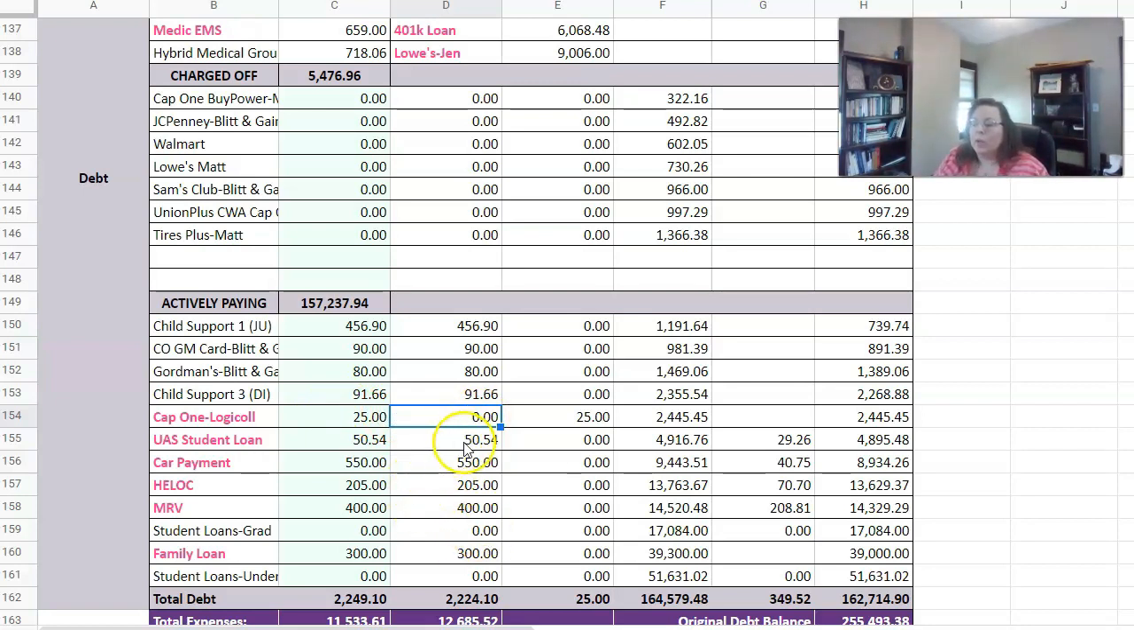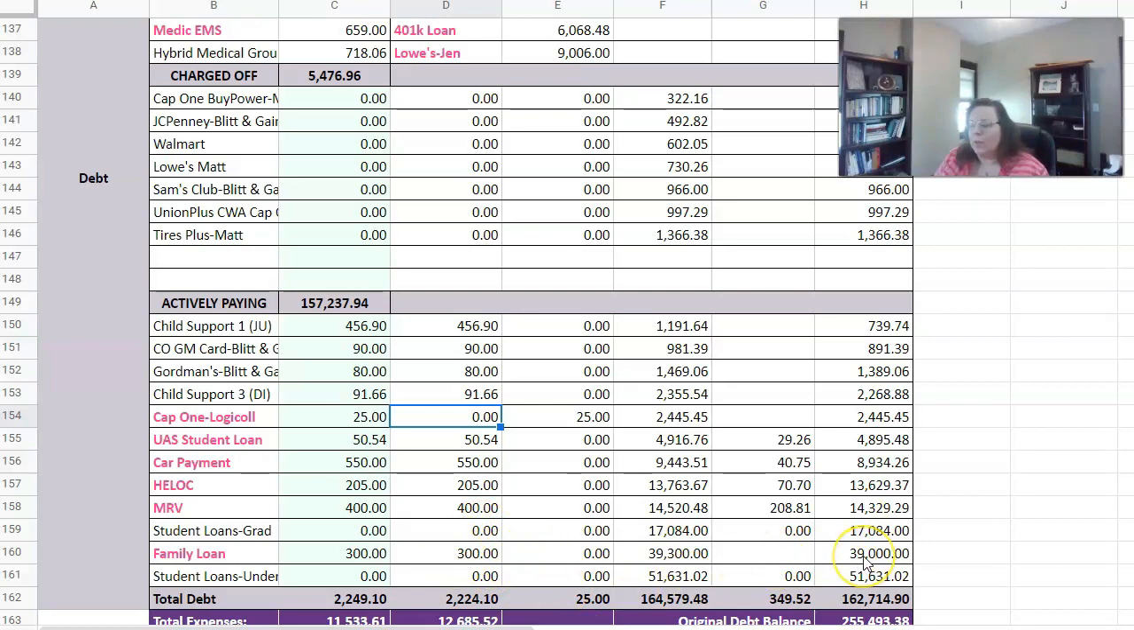This is a private student loan. We paid $50 and the balance is $4,895. This is our car payment, $550 and then we have $8,934 remaining. We paid $205 to our HELOC with $13,629 remaining. $400 to this credit card. We have $14,329 remaining. Nothing to our graduate student loans.